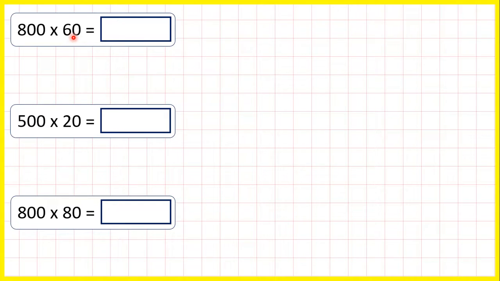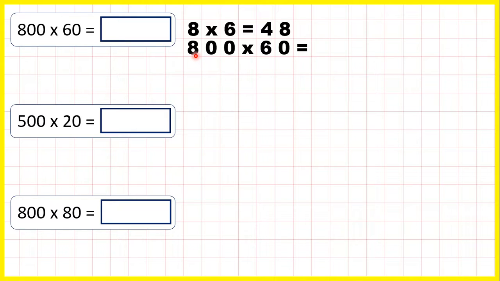So for 800 times 60, we know that 8 times 6 is 48, and that means 800 times 60 is 48,000. That's because we multiply 8 by 6 to get 48, but then because we have a total of 3 end zeros in the question, 2 here and 1 here, we need a total of 3 end zeros in the answer. So 800 times 60 is 48,000.